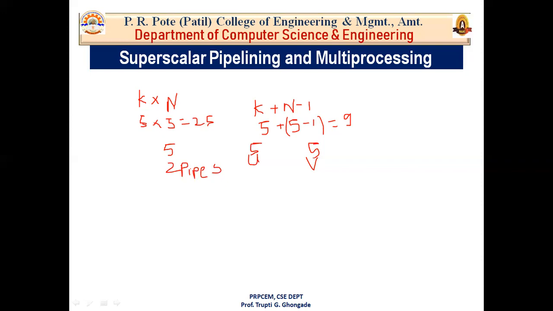V. That means though a Pentium is a 5-stage pipeline, how many instructions can it handle at a time? It can handle 10 instructions at a time. Okay, so how will the instructions be distributed?